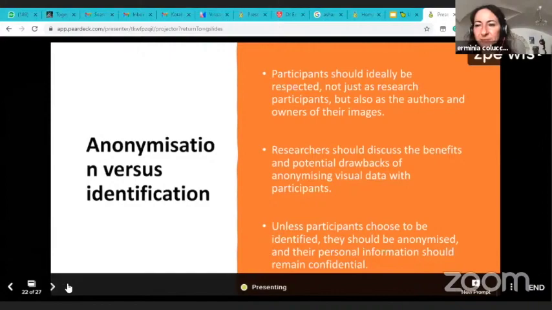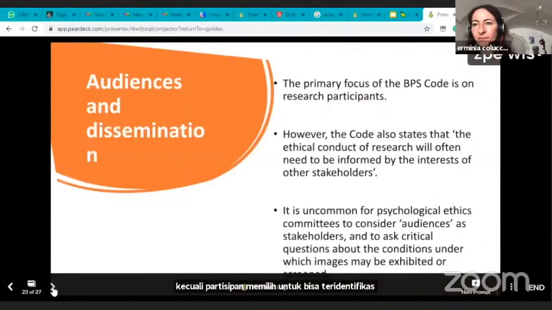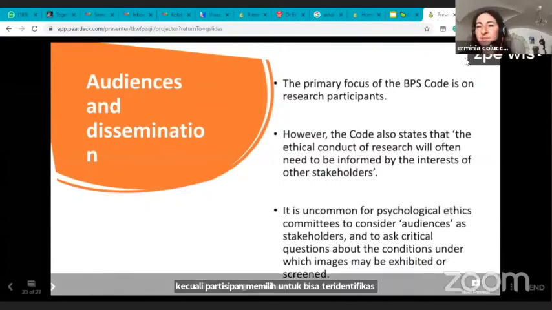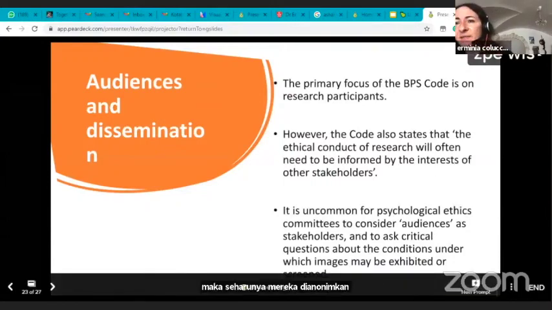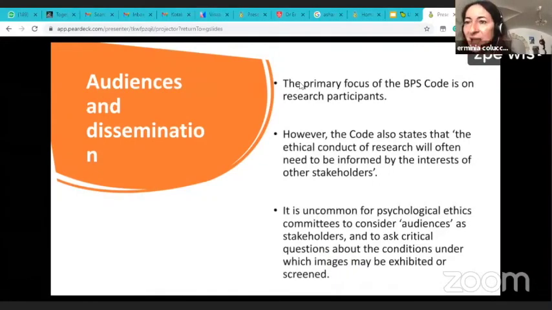Next slide. And the last point. Okay, thank you, Anto, for sharing the project. In terms of audience and dissemination, the primary focus of usual ethics codes, including the British one in this case, but also Australia and every other context, is on research participants. But as I mentioned in the beginning, we also have to think about audiences, making sure that we are not potentially negatively impacting them.